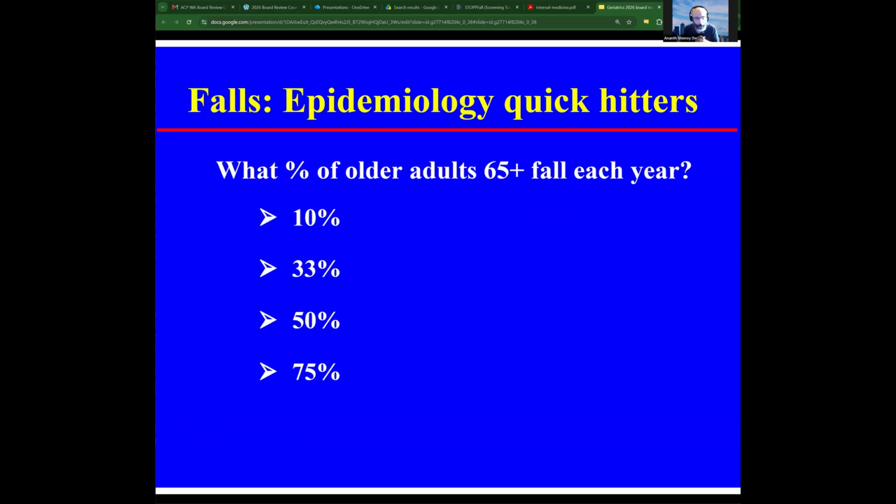Okay, now we're going to jump to falls and hopefully not trip or catch ourselves on something. So for falls, just a couple of quick hitter questions. What percent of older adults fall every year? Is it 10% of our patients 65 and above, 33%, 50%, or 75%?